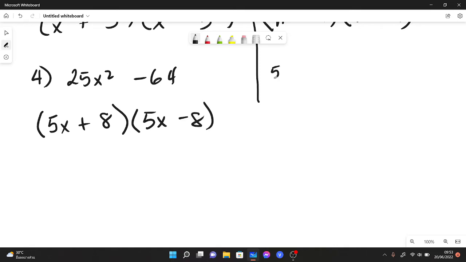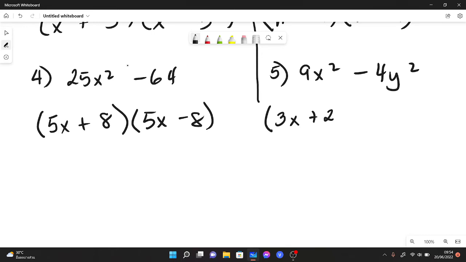And number 5. We have 9x squared minus 4y squared. So we have 3x plus, and the factor of 4 with a perfect base is 2, because 2 to the power of 2 is 4. And then y, because we have y squared. And then just make it negative. And that's the answer.